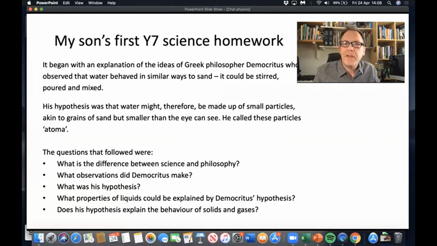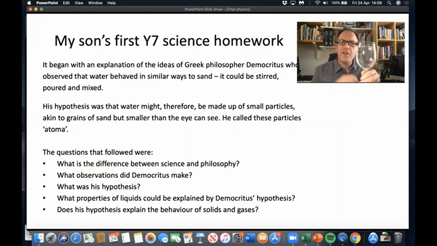This is one of my favorite things. This is my son's first science homework when he was at secondary school, and you can see it on the screen there. In his first science lesson at secondary school, his teacher taught them about Democritus, the philosopher, and how Democritus had played with sand and water and observed that they had similar properties, that water could pour. I've got some water here, that water can change its shape and pour, and so can sand. And so sand is made of particles and behaves a bit like water. So maybe water is also made of particles.